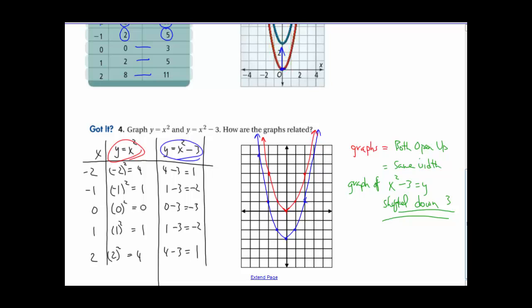Then by subtracting 3 from each of those points, which gives y equals x squared minus 3, we got the blue. So what has happened from the original graph, y equals x squared, to the next one? The blue vertex has shifted down. It is shifted down 3. Both graphs opened up, both graphs had the same width, and they had the same a term. So the only thing that has happened is they've shifted down 3.